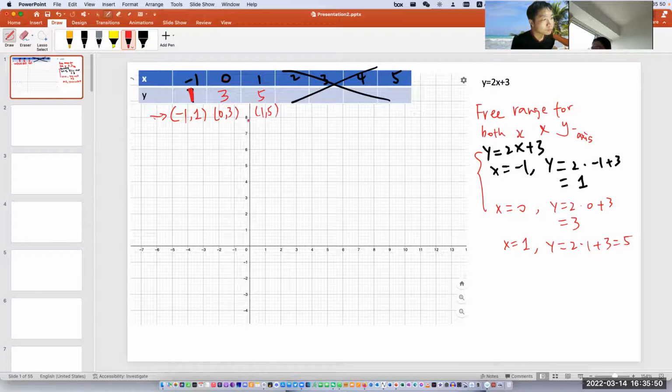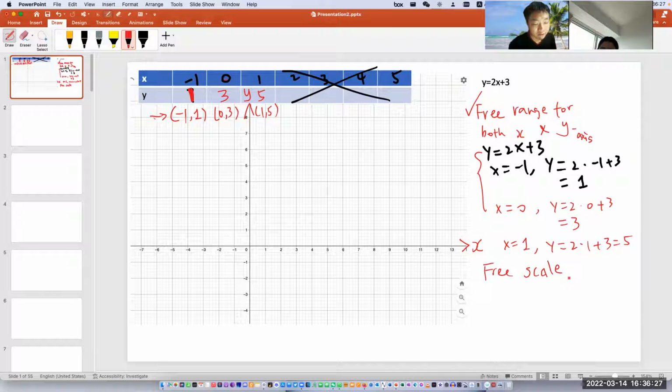Since I have these 3 points already, this is my x-axis, which is the horizontal axis. This is my y-axis, which is my vertical axis. Let me talk about the scale in this graph now. No scale is given, so it's free scale. Number 2, free range: I'm not given any value of x and y, so I choose what I want. Free scale.